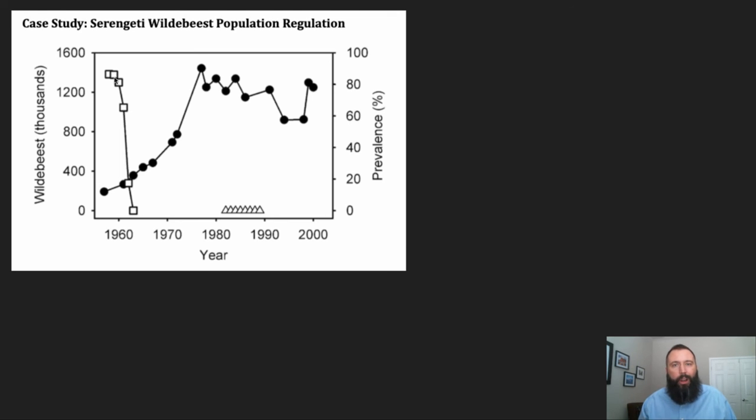Rinderpest is killing off these wildebeest. So is the rinderpest virus density dependent or density independent? Push pause and work on this case study, and we'll go over the answers in a moment.